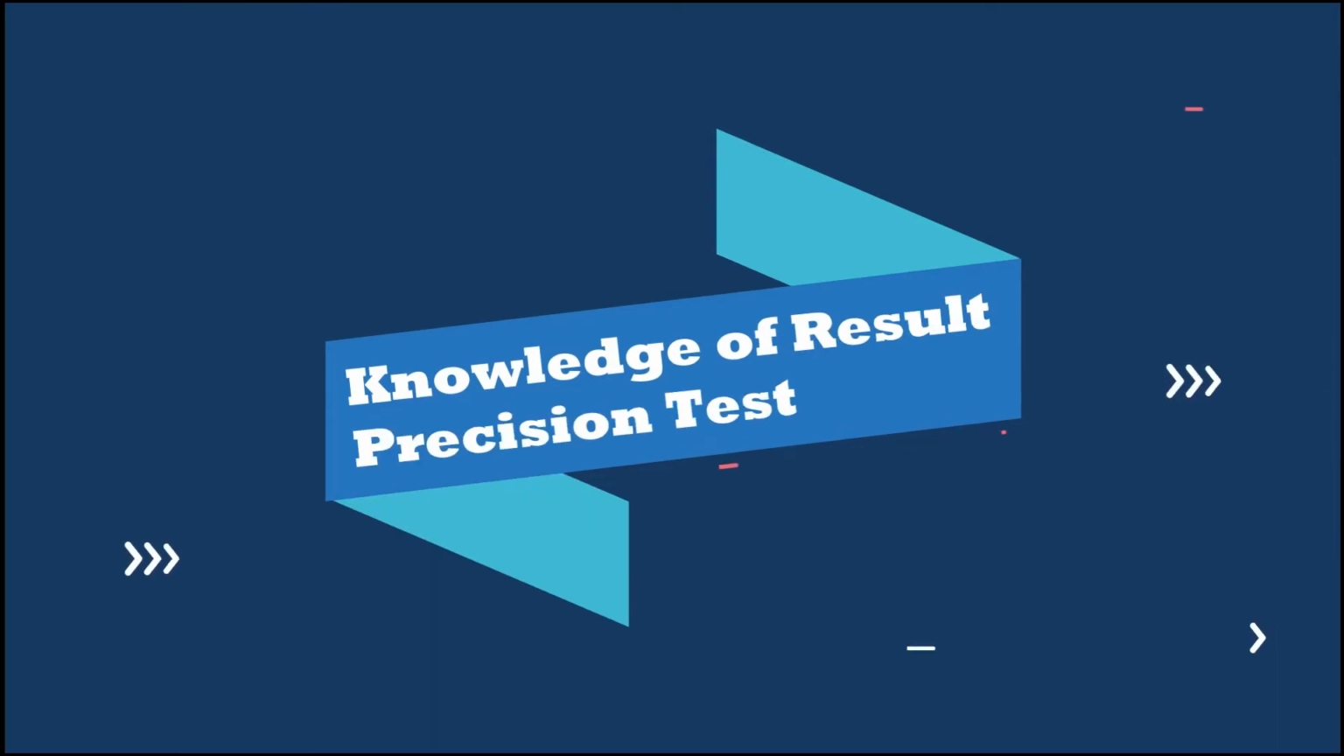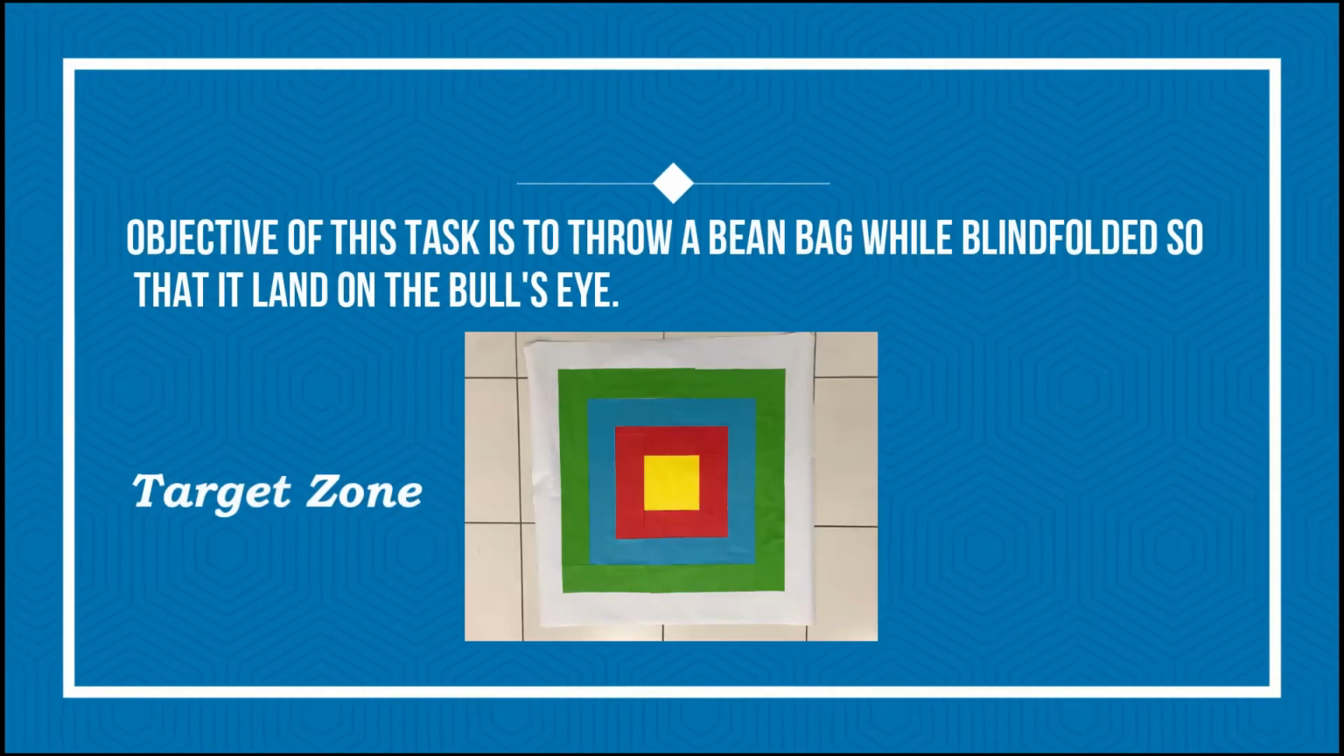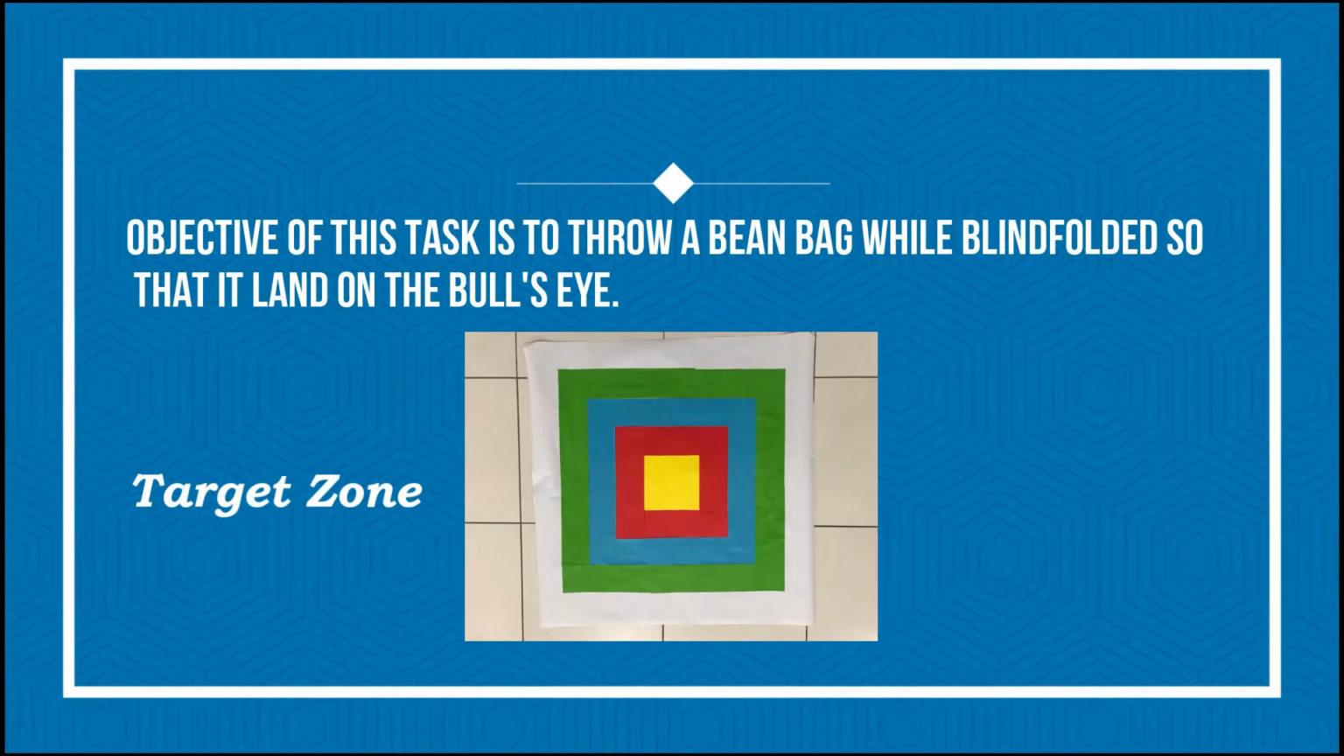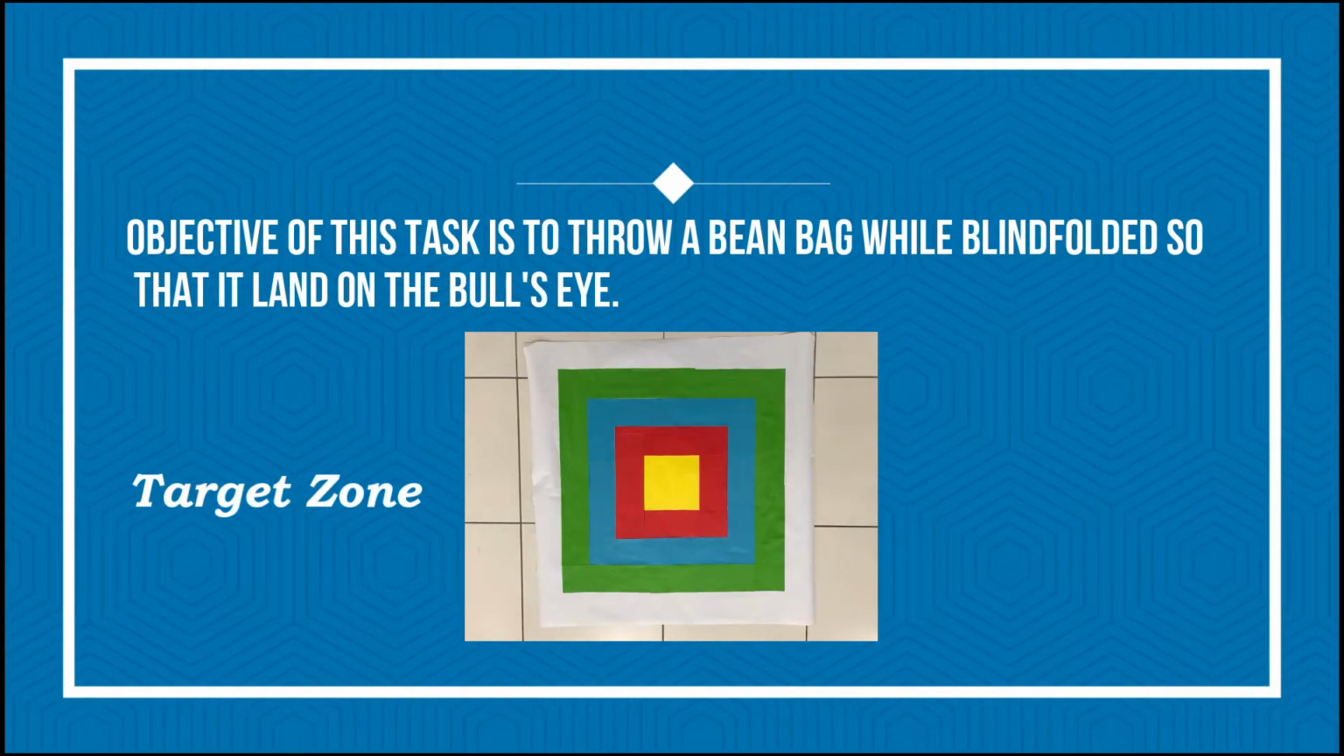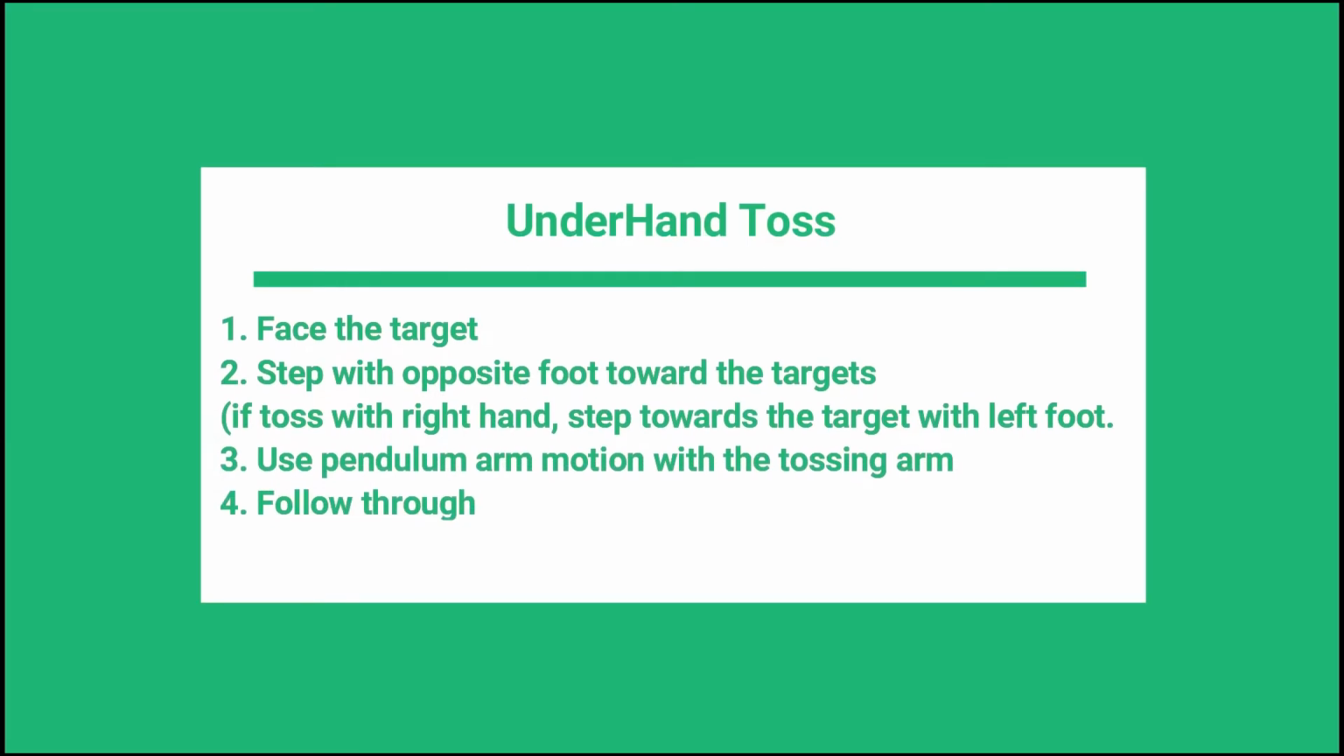Okay, now we proceed to the knowledge of result precision test. The objective of the task is to throw a beanbag while blindfolded so that it will land on the bullseye. The target zone will be placed on the floor with a 3 cm diameter, and the distance from the tape throwing line to the target is 8 meters. This test will use a hand tossing motion, in which the participant will face the target. The step will be with the foot opposite to the tossing hand. If tossing with the right hand, step forward toward the target with the left foot. Use a pendulum arm motion with the tossing arm, and then follow through.